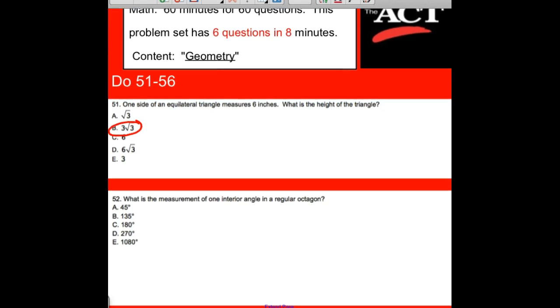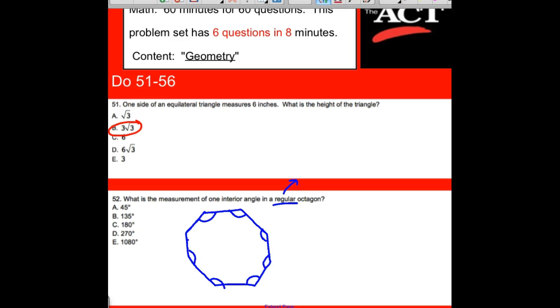Next up, number 52. What is the measurement of one interior angle in a regular octagon? A regular polygon has all angles congruent and all sides congruent. A regular octagon would have 8 of those, looking kind of like a stop sign. So all of these angles are the same measure. I'm looking for the measure of one of them.